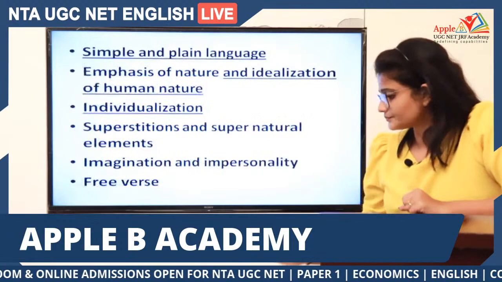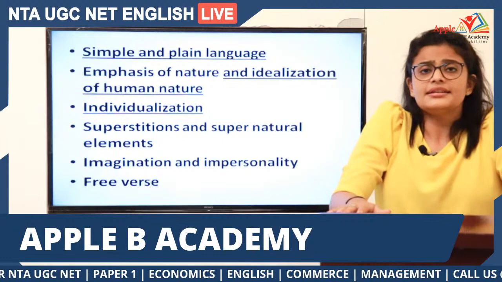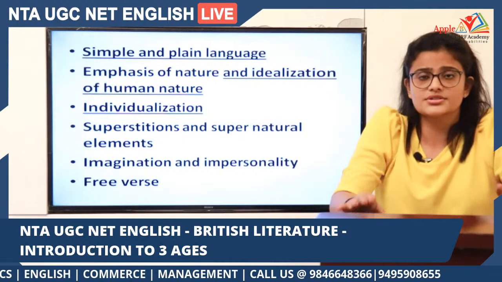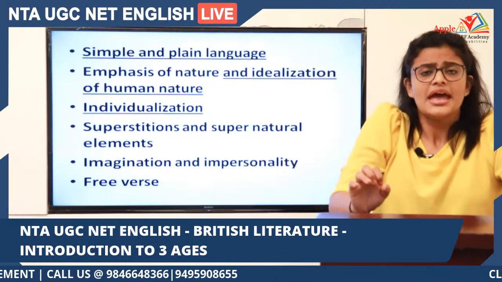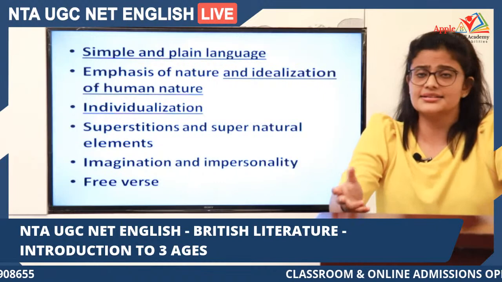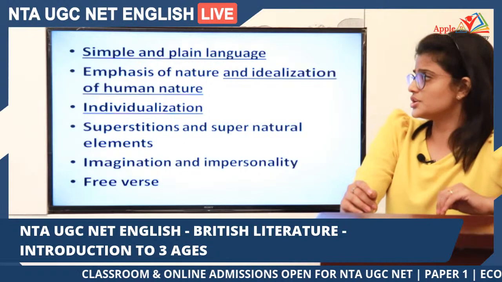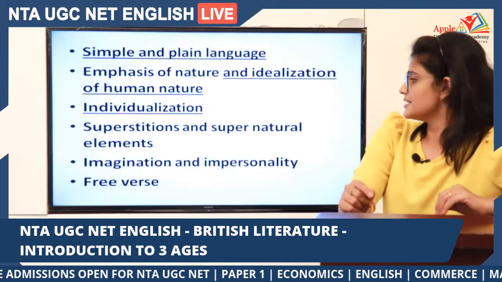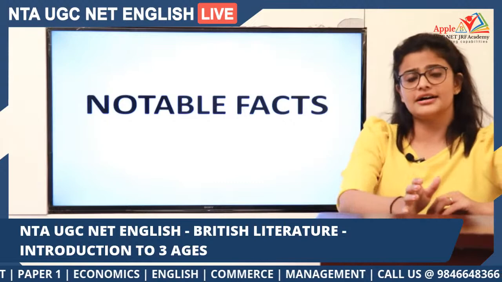And coming back to the literary features, in the writings of the Romantic writers like Wordsworth, Coleridge, Jane Austen, Walter Scott, you could find that they have used very plain and simple language, and anyone with a little knowledge of English could easily understand them. And also an emphasis on nature, idealization of human nature and individualization, superstitions and supernatural elements, imagination and impersonality, and also free words. These are some of the important literary features.